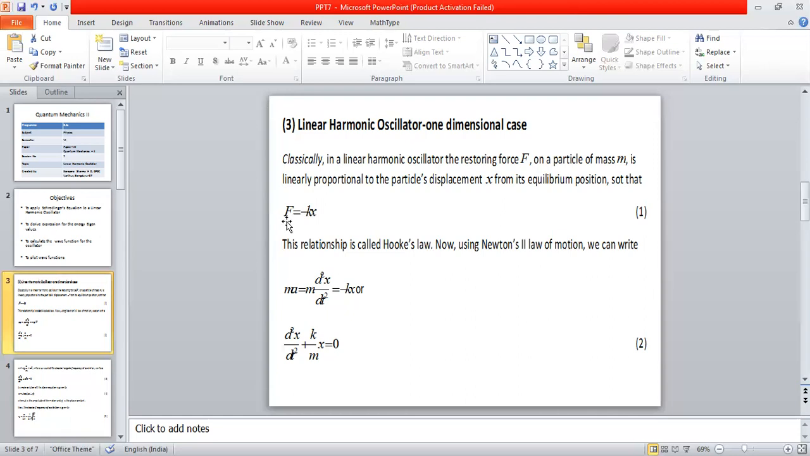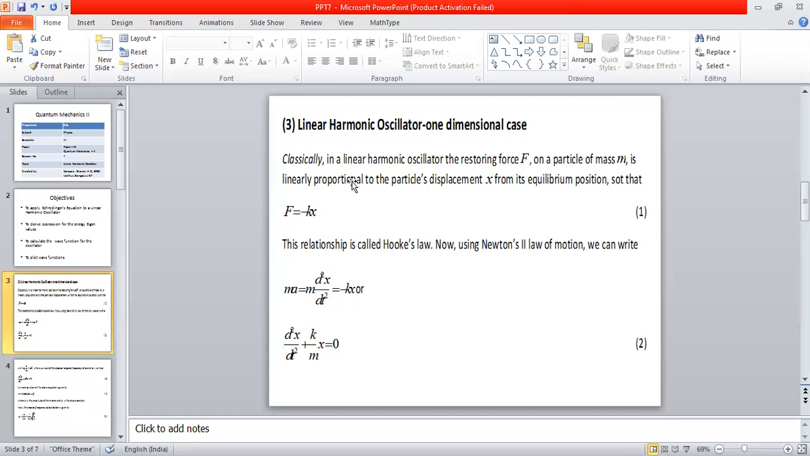So therefore we can say F is proportional to minus x. I have written the complete expression here. Once we remove the proportionality, we end up with a constant k also. Anyhow, a linear harmonic oscillator is a system in which the restoring force is directly proportional to the first power of the displacement from the mean position, and the force is always acting in a direction opposite to the direction of the displacement. That's why we have a negative sign.